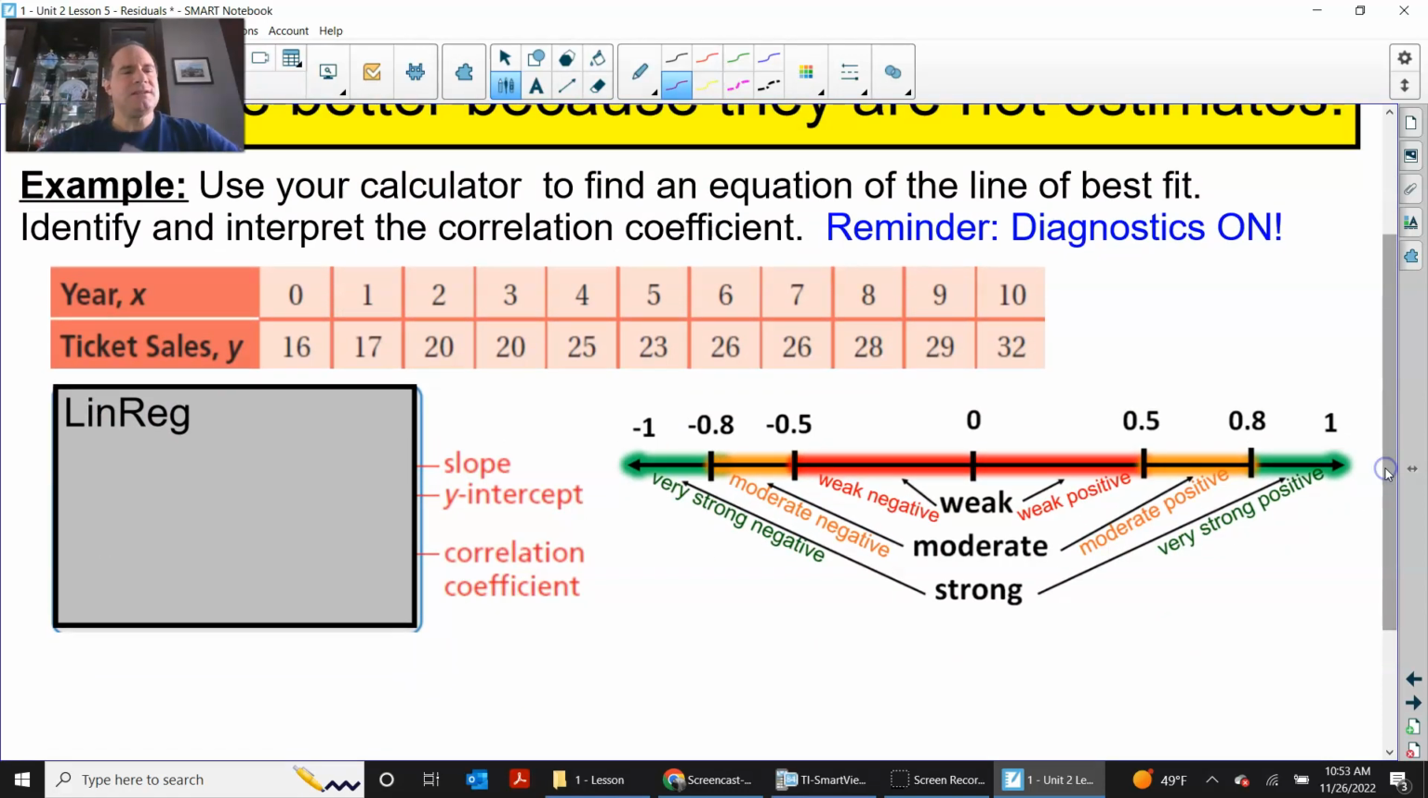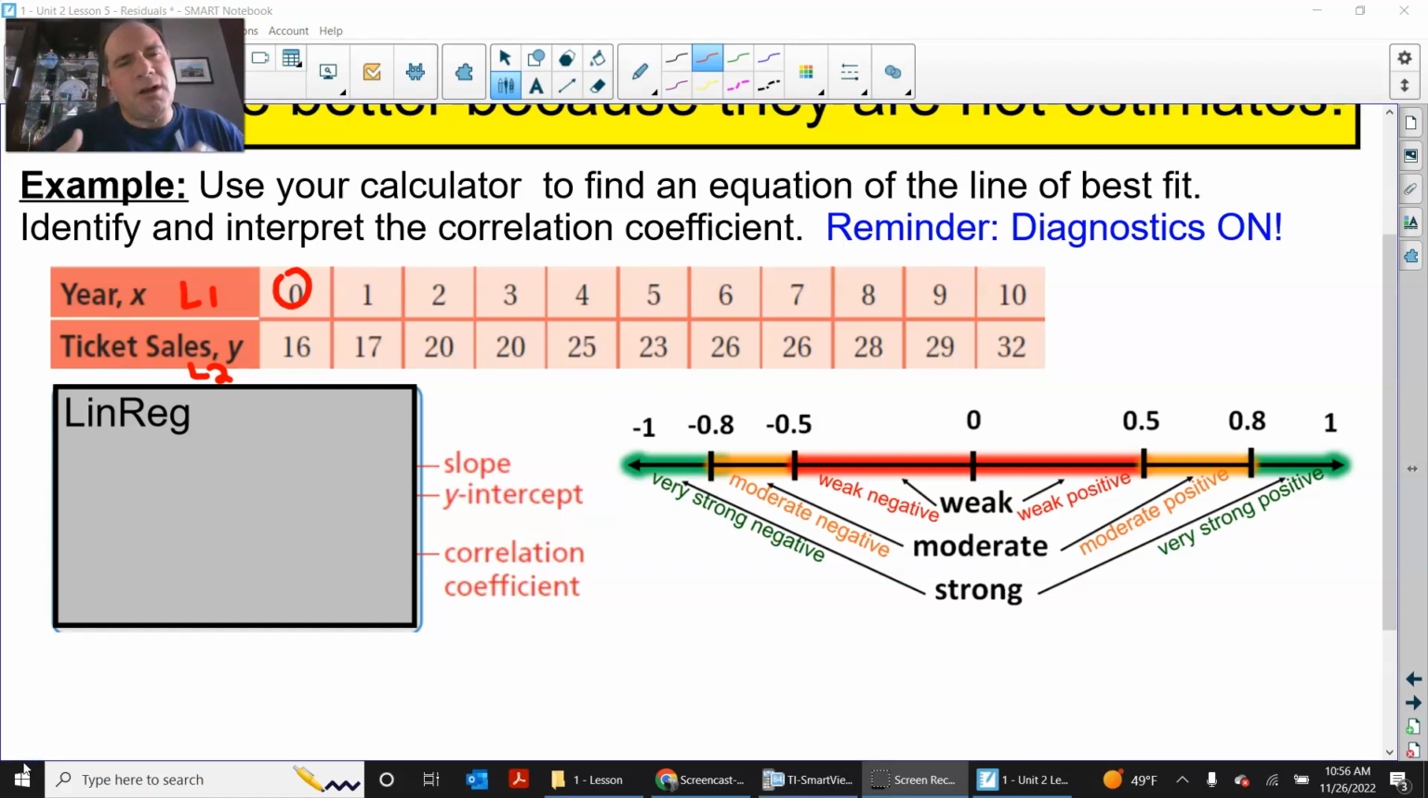So put these numbers in right now. We're going to put these in as X. So put the X's in first, 0, 1, 2, 3, 4, 5, 6, 7, 8, 9, 10. And then put this in as L2. So the ticket sales will be L2. The years would be L1. So go ahead, do that, press pause now.